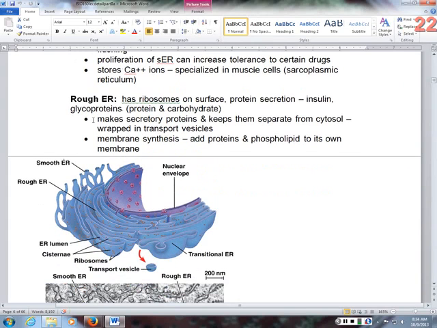So your rough ER is going to have ribosomes on the surface, and ribosomes we know make proteins. So you can look at this and say, all right, more protein related things in this. So where you're going to do protein secretion, like making insulin, your glycoproteins, which are protein and carbohydrate, will be more involved with the rough ER. It makes the secretory proteins, and then it keeps them separated from the cytosol. So it can make the protein and use some of that membrane from the endoplasmic reticulum to wrap it up and keep it from interacting with the rest of the cell. And then it can also help to transport it through that membrane.